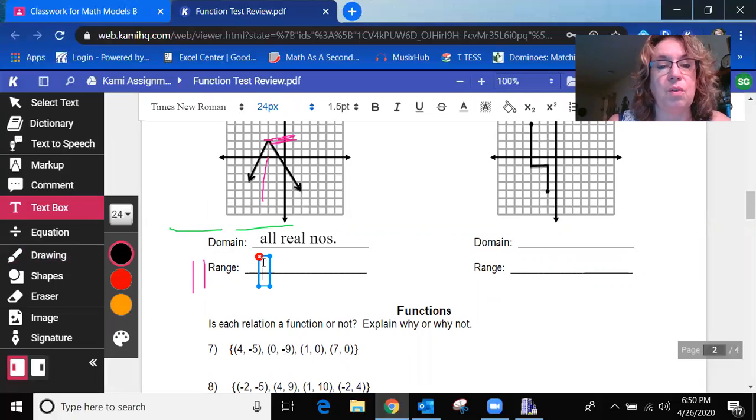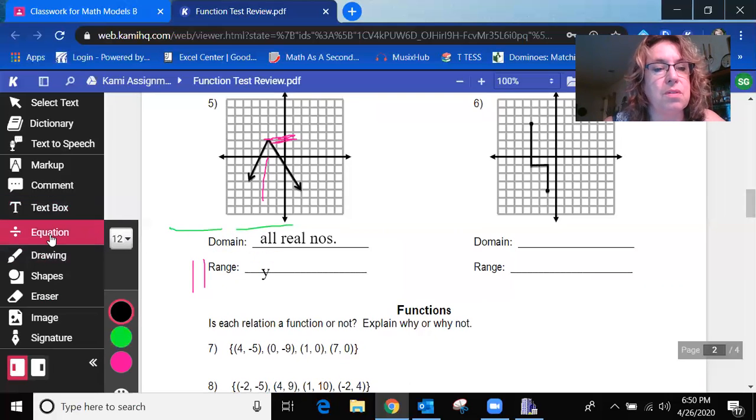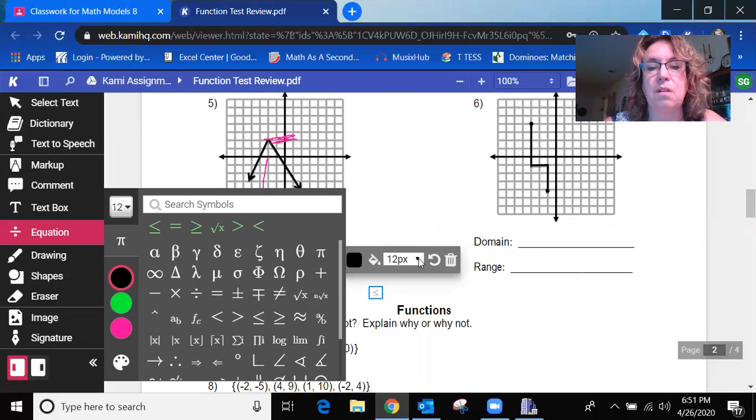Those are the Y's. And from the 2, it's going down. So it's going less than. And I have got to use this part here to get the less than, because it is less than or equal to. This is weird how this happens. I'll get the less than or equal to.